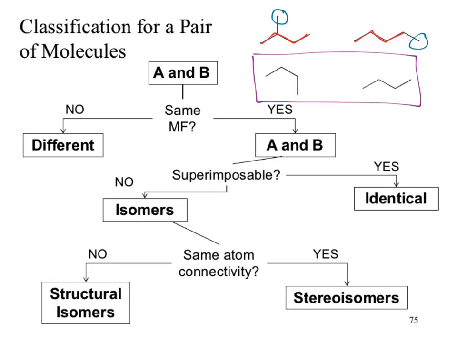For the molecule, all I did was a sigma bond rotation. Am I allowed to rotate? Yes. Does that change the identity of the compound? No. Are they superimposable? Yes. The relationship between those two is that they are identical.